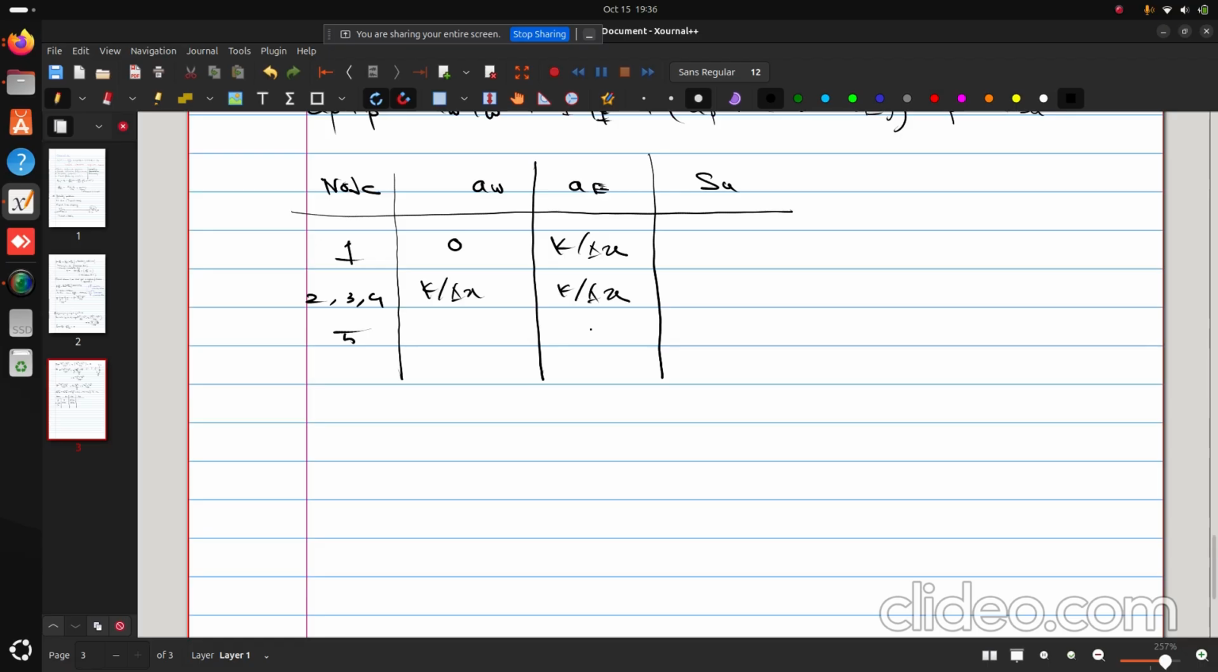And similarly in the fifth cell, in the fifth node, there is no east neighbor, so A east will be 0 and A west will be k by delta x.